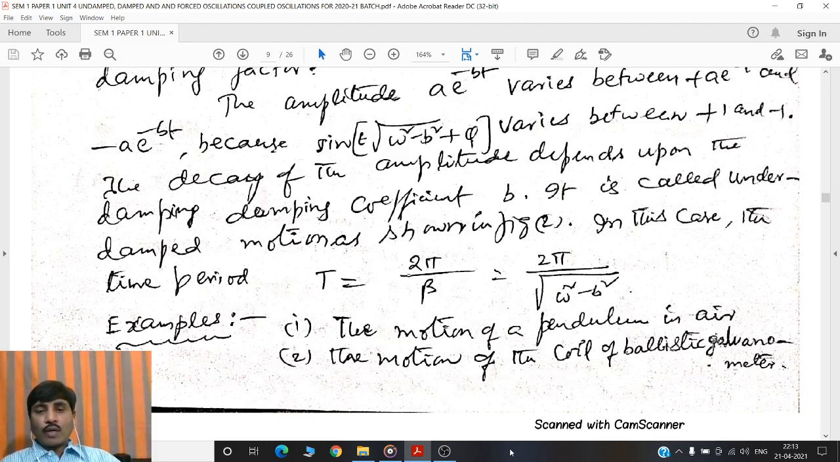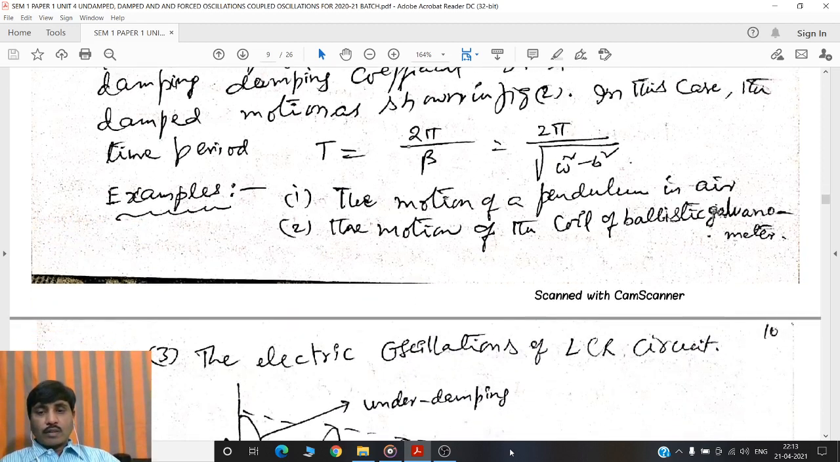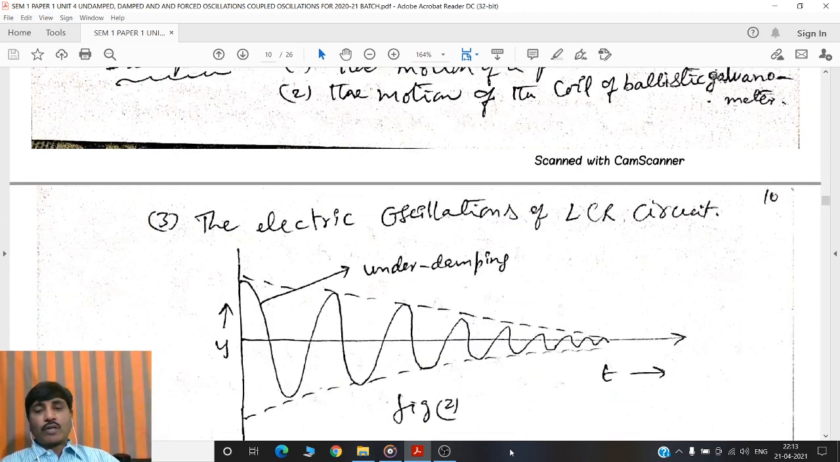The examples of underdamped motion are the motion of a pendulum in air and the motion of the coil of a ballistic galvanometer. In the simple pendulum, the amplitude of oscillations decreases gradually with time. Hence, the motion of a simple pendulum is underdamped motion. The electrical oscillations in an LCR circuit are also underdamped motion. In the graph shown, the displacement decreases gradually with time. This is underdamped motion. Thank you.